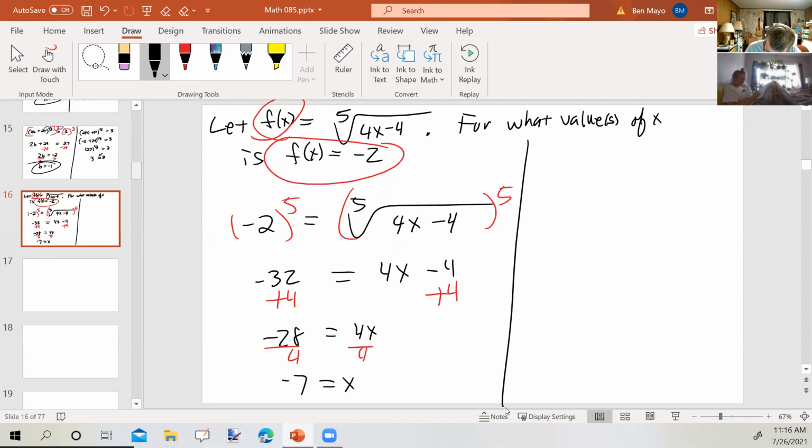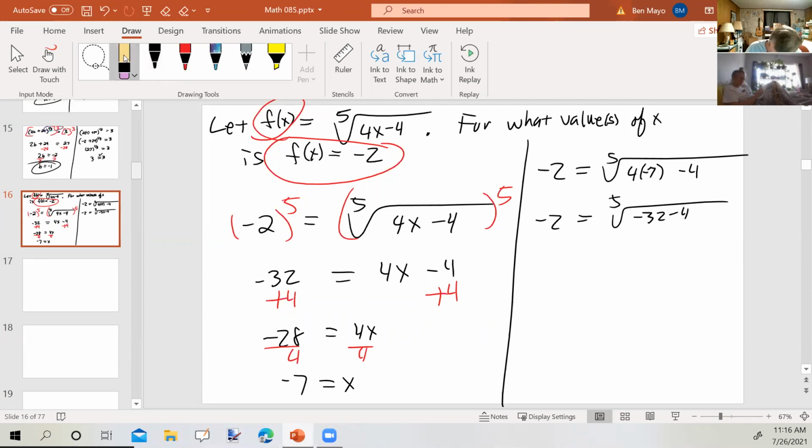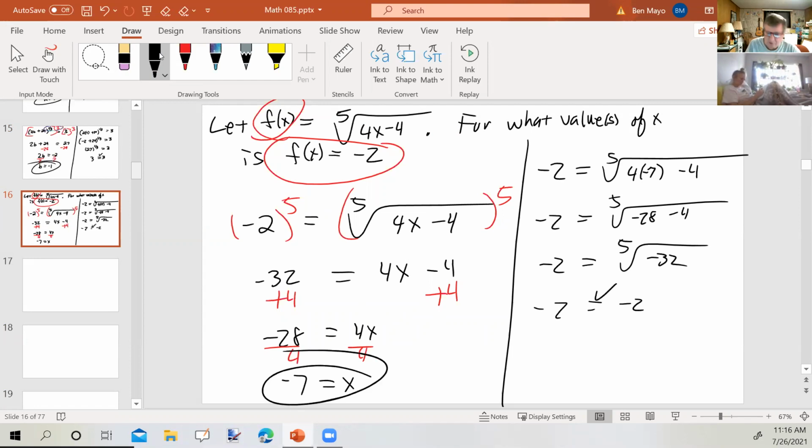If I have -2 equals the fifth root of 4 times -7 minus 4. -2 equals the fifth root of -32. Oh, excuse me, got ahead of myself there. Of -28 minus 4. -2 equals the fifth root of -32. -2 equals -2. So x equals -7 checks. All right, so you have an equation with a radical. Isolate the radical, raise both sides to whatever power it takes to get rid of the radical. And don't forget to raise both sides of the equation.